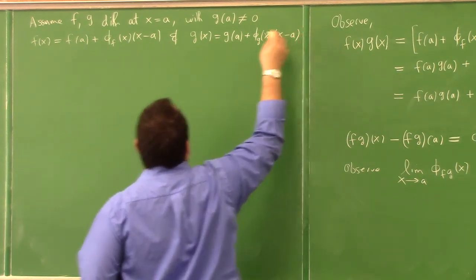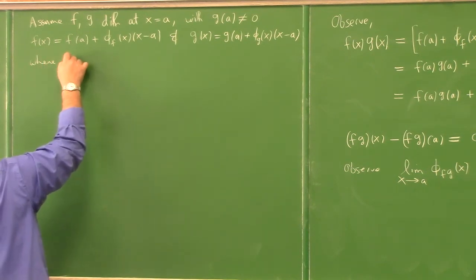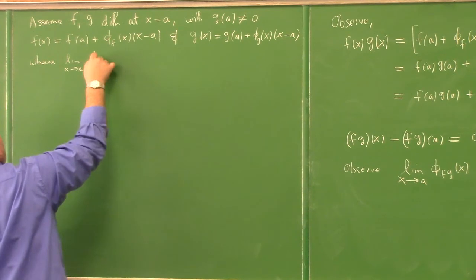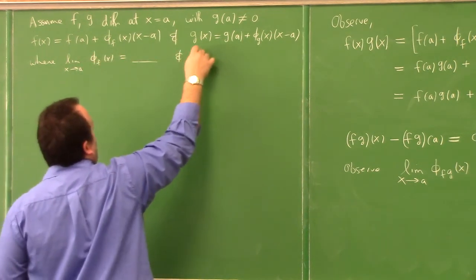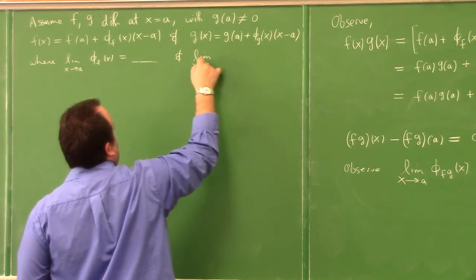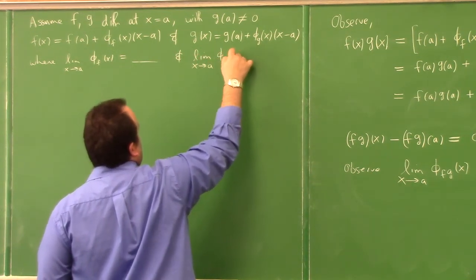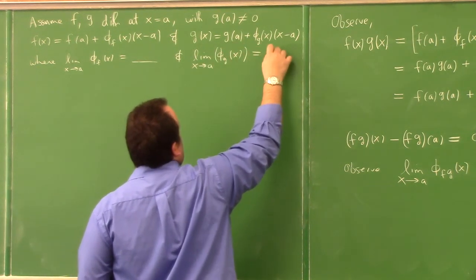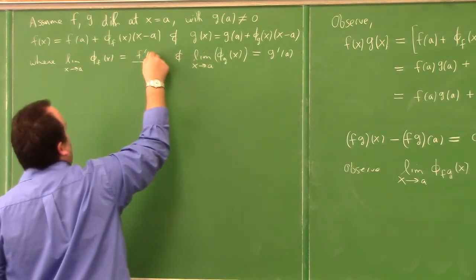And what else do we know? Where the limit as x goes to a of phi f of x is what? These are continuous functions, the phi sub f and phi sub g. What's their limit? By the proof we did today, it's g prime of a for the g, and it's f prime of a for the f.